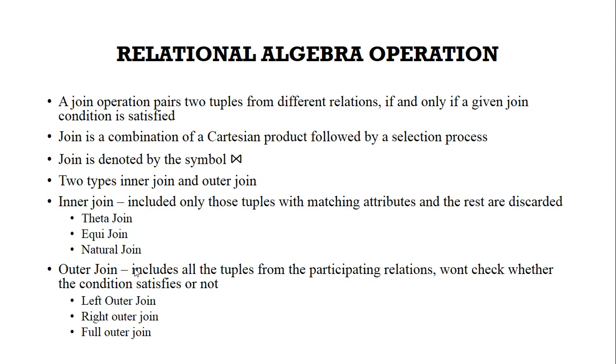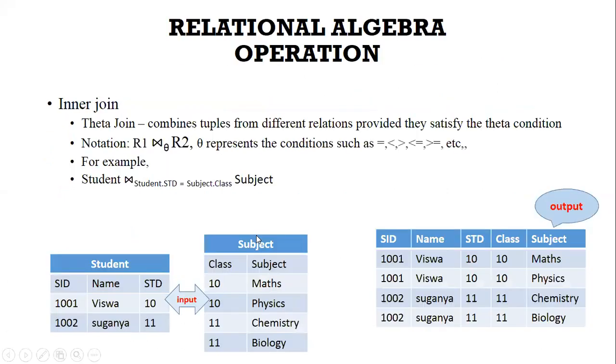The outer join includes all the tuples from the participating relations. It won't check whether the condition is satisfied or not. There are three types in outer join: one is left outer join, then right outer join, then full outer join. In the inner join, first we will discuss theta join.